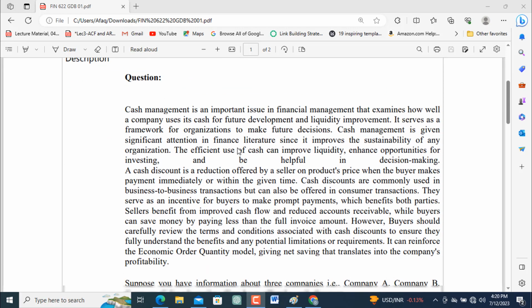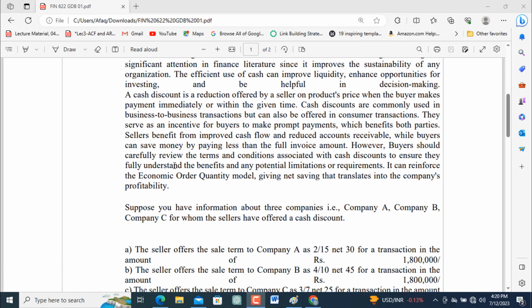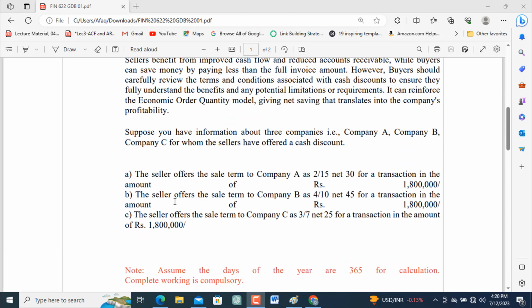Before the question there is some background for this upcoming question, so I am going to leave this portion and move directly to the question of the GDB. Suppose you have information about three companies, company A, company B, company C, for whom the sellers have offered a cash discount. Let's suppose there is a seller, XYZ, who sells its goods to three companies, A, B and C, who are in the status of buyer.